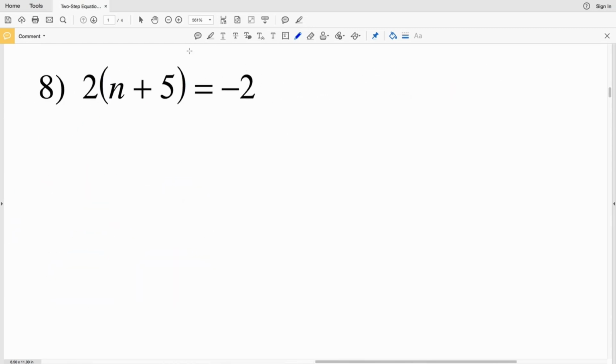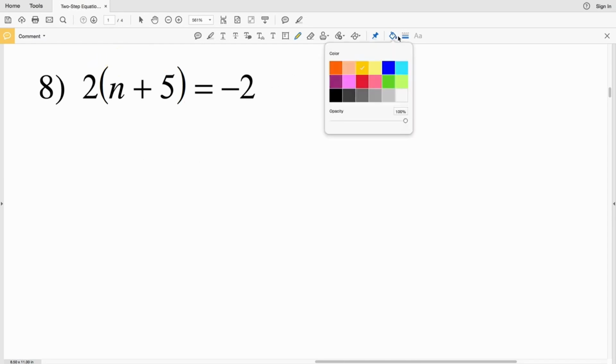For number 8, we have parentheses. Now there's two ways to do this. We can go ahead and distribute this 2 to get 2n plus 10, and then subtract the 10, and then divide by 2.